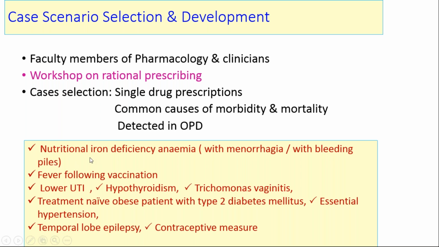Ultimately, what we selected was nutritional iron deficiency anemia along with menorrhagia or bleeding piles, fever following vaccination, lower urinary tract infection, hypothyroidism, trichomonas vaginitis, treatment-naive obese patient with type 2 diabetes mellitus, uncomplicated essential hypertension, temporal lobe epilepsy, and contraceptive measures. While developing the case scenarios, we thought that even telling them about contraceptive measures would take longer than 4 minutes, and then we dropped that.